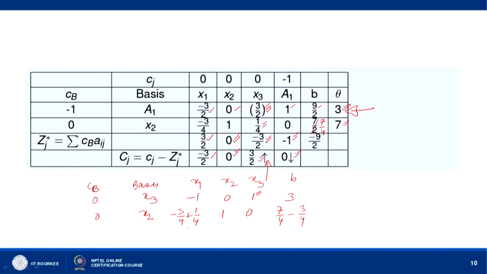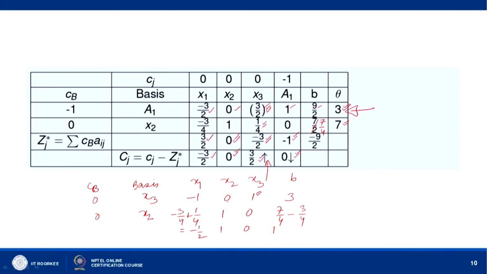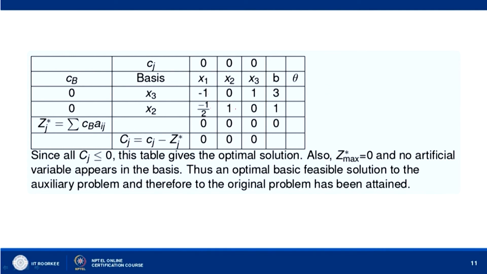Okay, minus 2 over 4, this is minus half, 1 0, and then this 7 minus 3 4 by 4. So, this is 1. Okay. So, what we get, let us see, minus 1 0 1 3, okay, minus 1 0 1 3, then minus half 1 0 1, minus half 1 0 1. Okay. Now, let us find z j star.